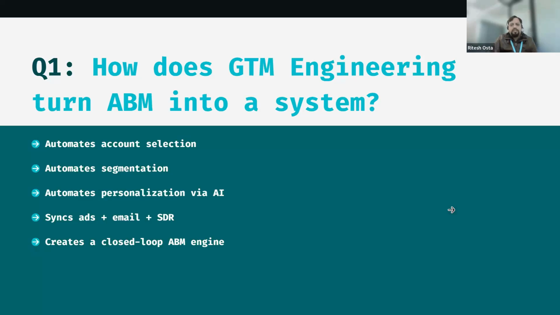But now with GTM engineering in play, it has become a sales and marketing function and also a revenue ops function. And there's a lot of stuff that is being automated. We're going to talk a little bit more on this in today's session. The primary role of GTM engineering as of now, and I'm talking about January 2025, in ABM is automation of account selection. For example, you don't have to manually select the accounts anymore.